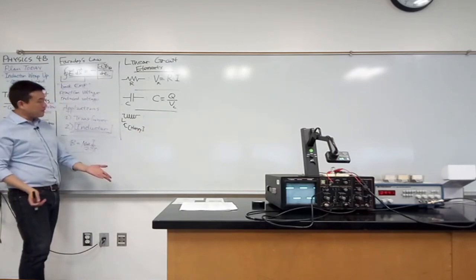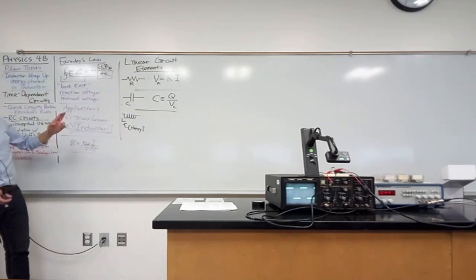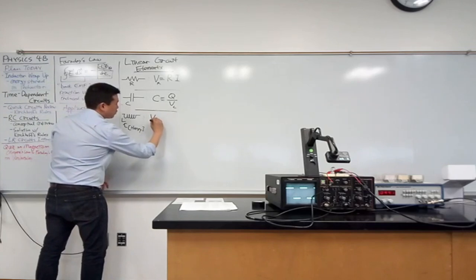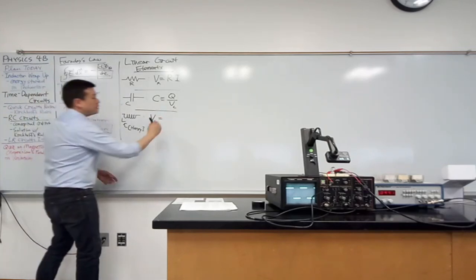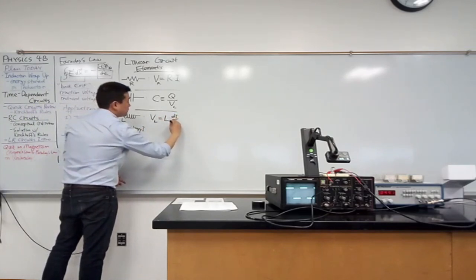The relationship that defines an inductor is what we wrote down a while ago. So the voltage change across the inductor is given by inductance times the rate of change of current.